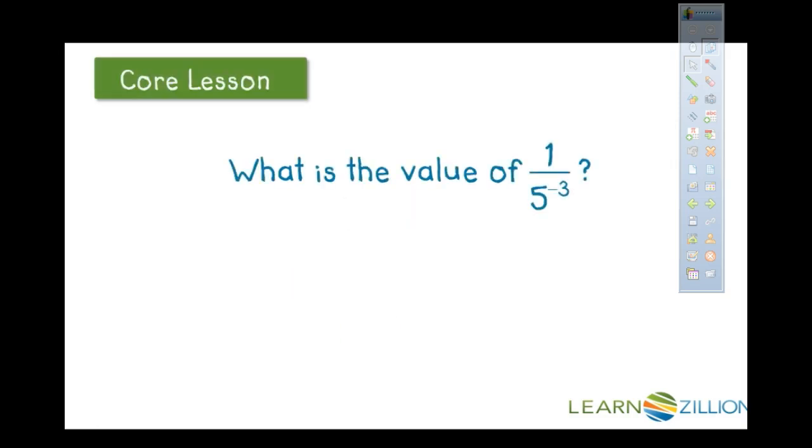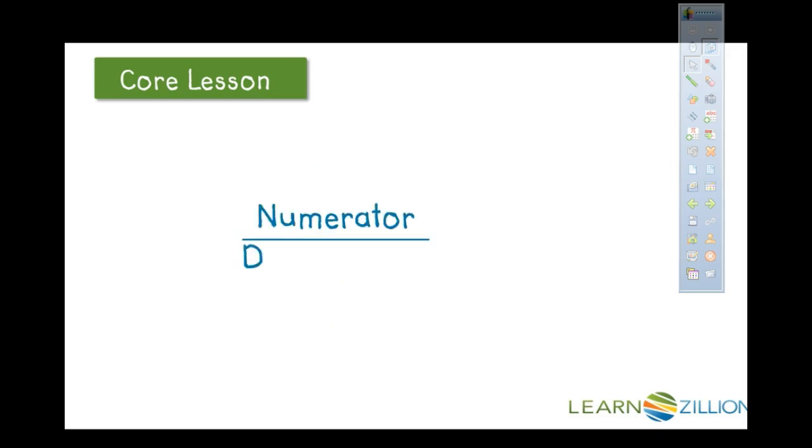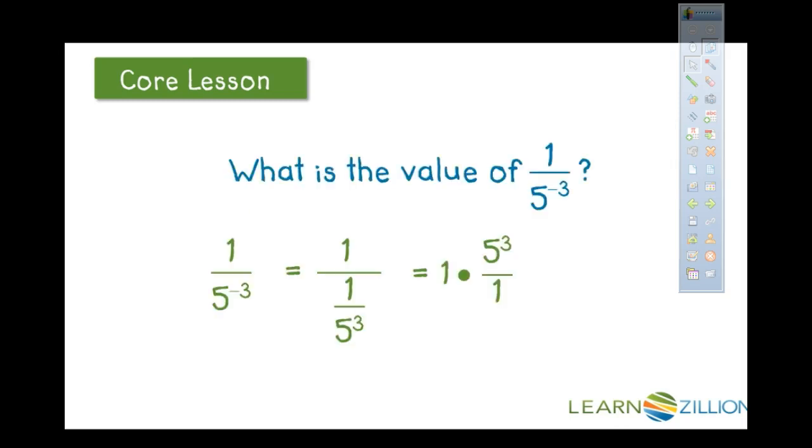Back to our original question. What is the value of 1 divided by 5 to the negative third? Since the negative exponent indicates our base will move to the denominator with a positive exponent, we now have 1 over 5 to the positive third. This is ugly, right?